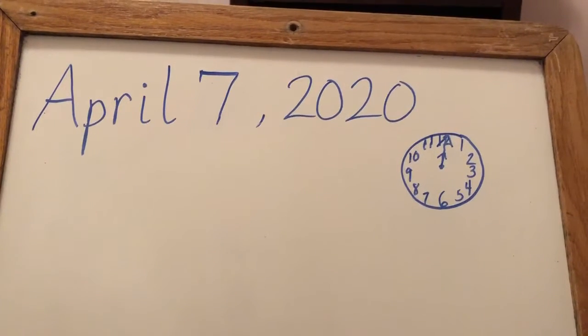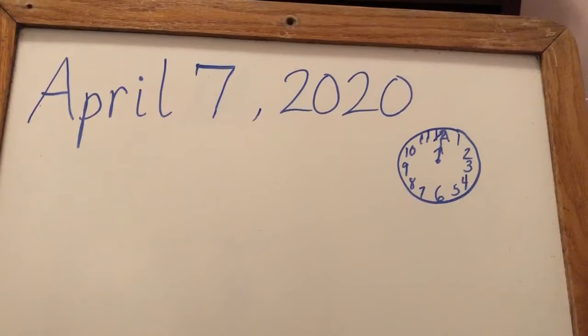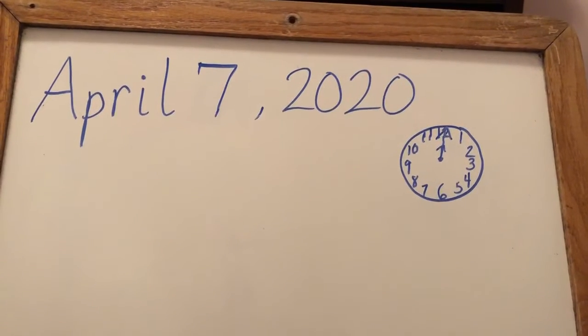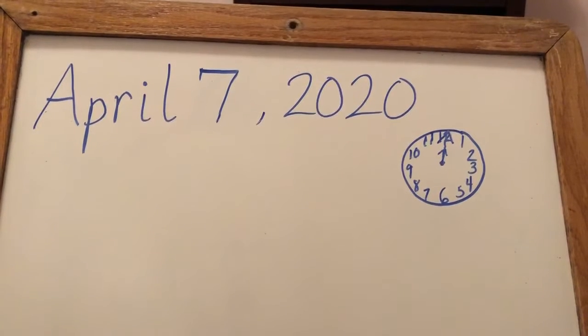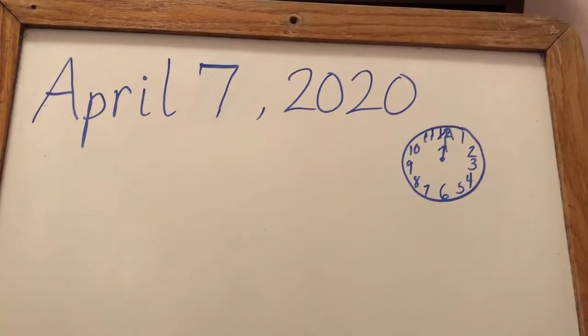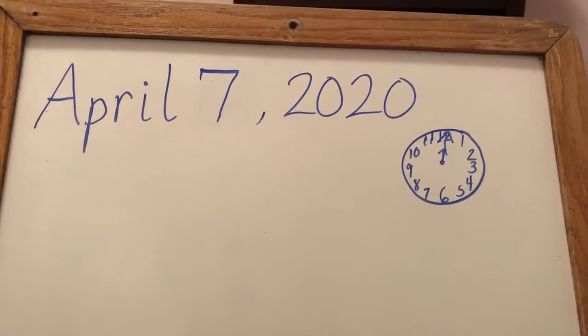Today in math, we're going to learn how to subtract 10 from a two-digit number using mental computation. That's a big word, isn't it? Basically, that means doing the math in your head instead of on paper, or what Mrs. Campbell would call mental math.